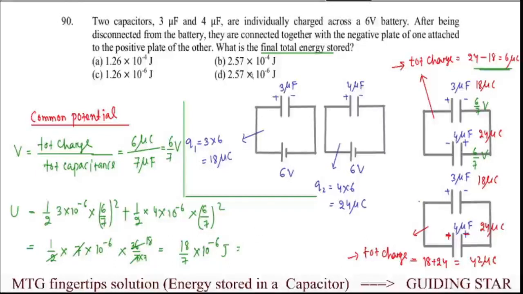So 18 upon 7, if we do the calculation, we get 2.57 into 10 to the power minus 6 joule. Clear? So option A is wrong, option B, 10 to the power minus 4 joule, is wrong, and so are C and D. So option D will be the correct one.